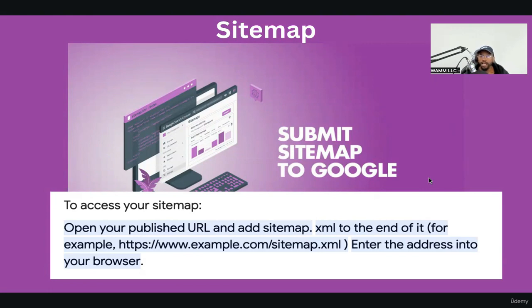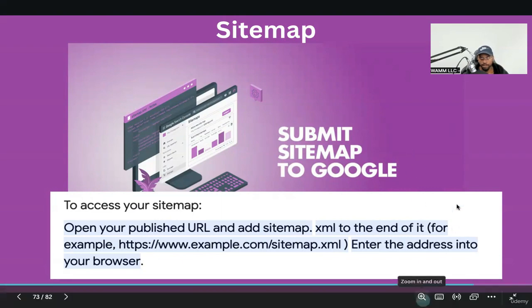All right, so to access your sitemap, open your published URL and add sitemap.xml to the end of it. All right, so for example, you got your website, and then you got sitemap.xml. Enter the address into your browser. All right, so I'm going to show you exactly what that looks like.